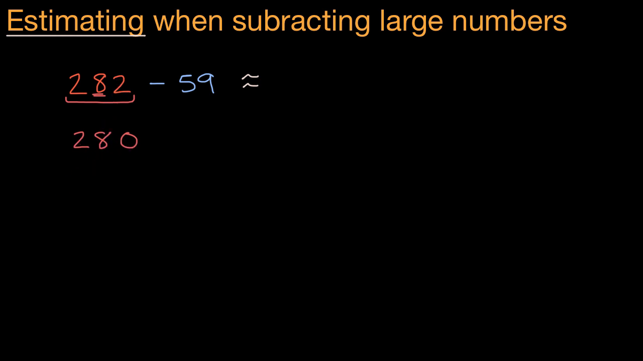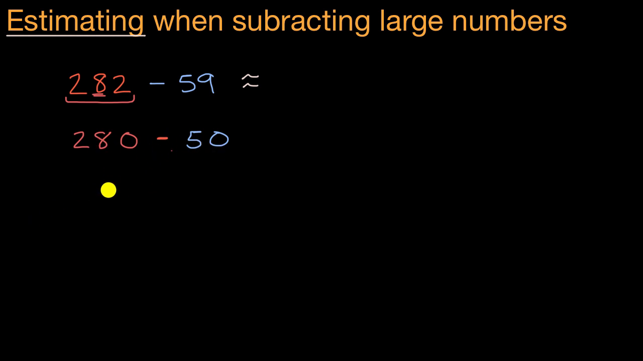And then we could do the same thing with 59. We have 5 tens here, so we're either going to round up to 6 tens, or we're going to round down to just 5 tens and no ones, so either to 50 or 60. And 59 is closer to 60 than it is to 50, so this will round to 60. And so there you have it. This estimate, we could say, is going to be roughly 280 minus 50.